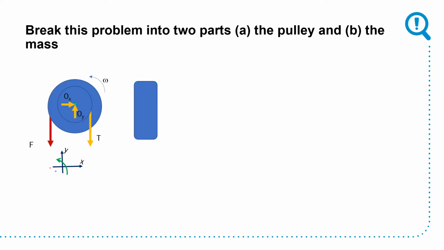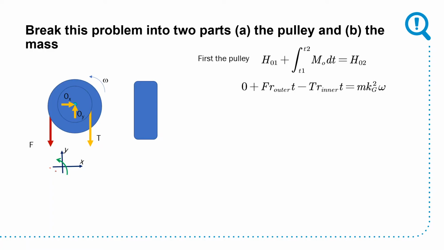I'll have omega, which is defined here, and that's a positive rotation for the pulley. So if I do that, it's really an angular momentum problem where the initial angular momentum plus the angular impulse delivered over T1, T2 equals final angular momentum. And so that's F times R outer times the time it takes, minus T times R inner, and that's negative because it's going to be in the clockwise direction, is equal to the moment of inertia, m k_g squared, times omega. And remember, this starts at rest, so this term goes to 0.